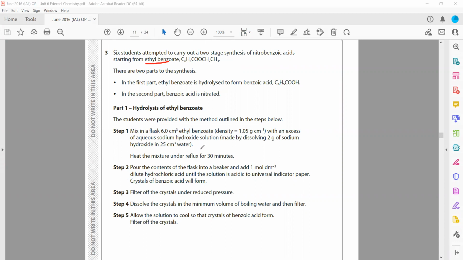So first what we will do, we have the volume of the ethyl benzoate and we have its density. So using the density and the volume, we'll find the mass, and from the mass we'll find the moles of ethyl benzoate, and from moles of ethyl benzoate we'll get the moles of benzoic acid, and the ratio between them is 1:1. So we will get the equal number of moles of benzoic acid, so it won't make a difference.